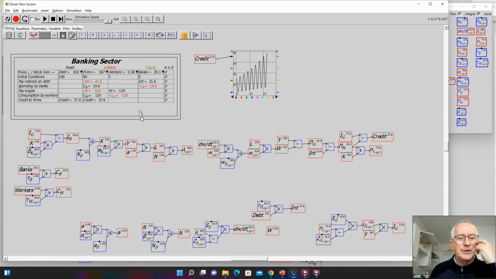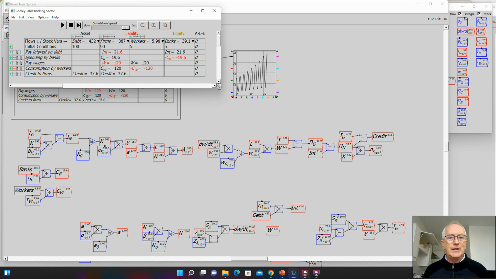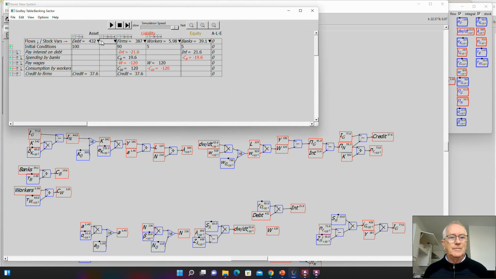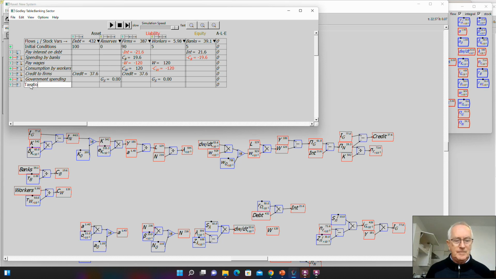And if you wanted to now extend the model and say, well, let's take a look at government spending, for example, then what I'd need to do is create a new asset called reserves. And now what I have is, let's say, government spending. I'll just call it G underscore S for government spending. Let's say that all goes on workers. And then I could have taxation as well, and let's say that came out of the firm's accounts only.